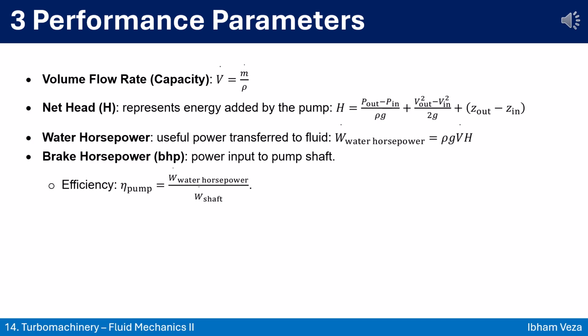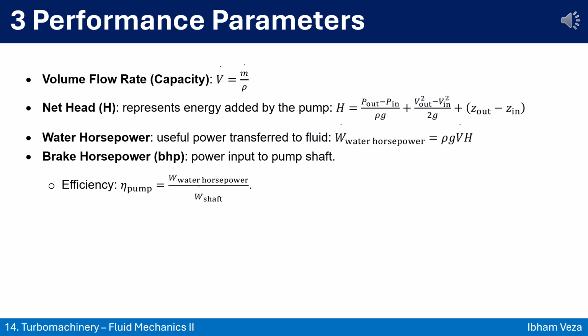3. Performance parameters. When analyzing a turbomachine, it's essential to define how well it performs. The first fundamental parameter is the volume flow rate, denoted as V dot, which tells us how much fluid passes through the machine per unit time. It's calculated by dividing the mass flow rate by the fluid density. This gives us a clear measure of the system's capacity.